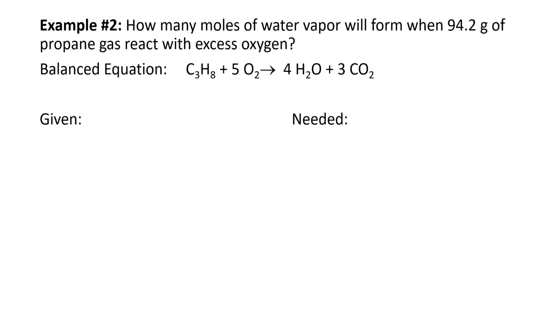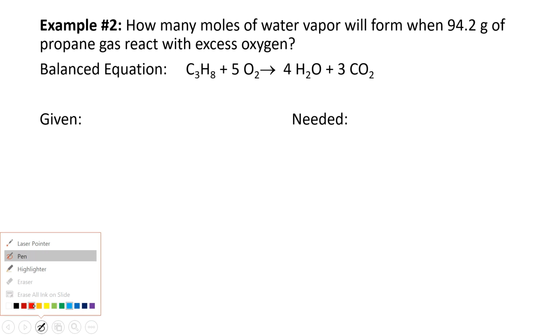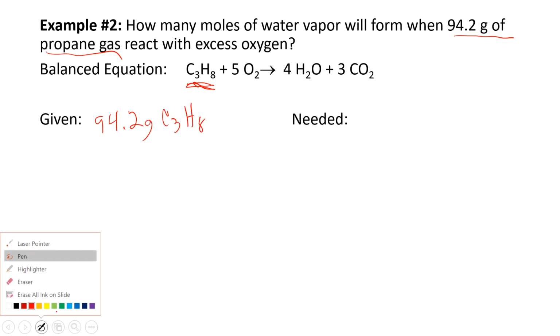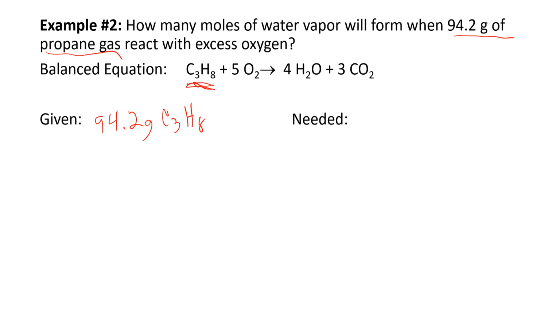All right, let's try this one then. So for this one, we're looking at C3H8. So that is our propane. So here's C3H8. And we are given that we have 94.2 grams of propane gas. So we are given 94.2 grams of C3H8. And the different substance that we're going to is moles of water. So we need moles of water. The excess oxygen is just telling us that because we have a bunch of oxygen, this will be our limiting reactant. So this propane will determine how much water we make.